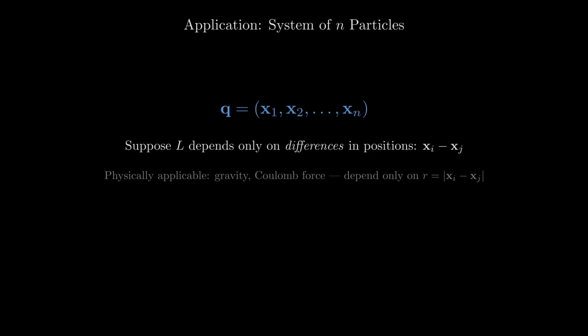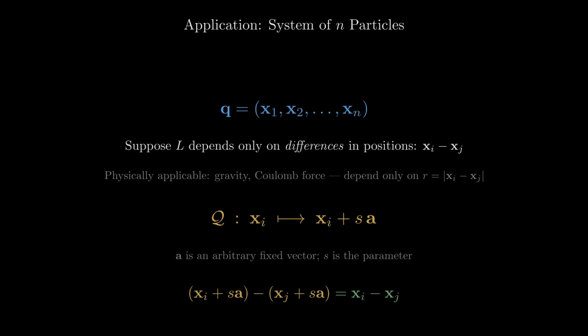Now let our map Q take each particle's position to xi plus sa for an arbitrary vector a. This has the effect of translating our system in the a direction, by a distance depending on s. Clearly this will have no effect on the relative distances between any two particles, as they both get shifted by the same amount, sa. Since our Lagrangian only depends on these distances, our Lagrangian is unchanged under Q. This means the action must also be unchanged under Q, so Noether's theorem applies. But what is the conserved quantity?